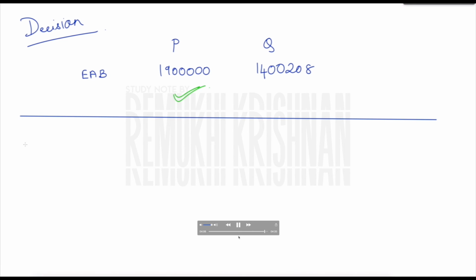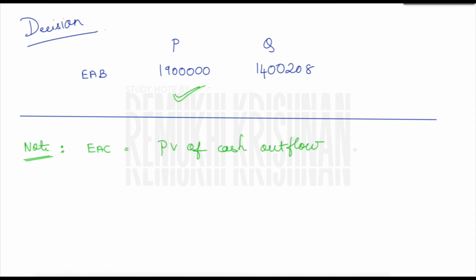In some cases you will be provided with the entire cost, that is the investment, or there will be a cash outflow. In that case, you're going to find your equivalent annual cost. The formula is present value of cash outflow into 1 divided by annuity factor, which is again your capital recovery factor. When it comes to equivalent annual benefit, you choose the project with the higher benefit. When it is equivalent annual cost, you choose the project with the lesser cost.